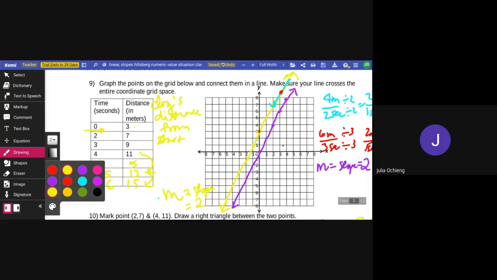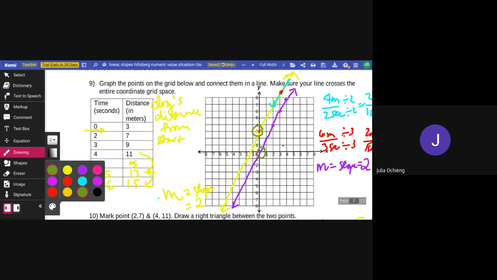So what's the difference between Mr. Hillsberg and his dog? Well, Mr. Hillsberg started at 0. Whereas the dog started at 0 seconds, he was actually in front of Mr. Hillsberg on the leash. So he was actually at 3 meters already at 0 seconds. So their starting point is different, but their rate of change is the same.